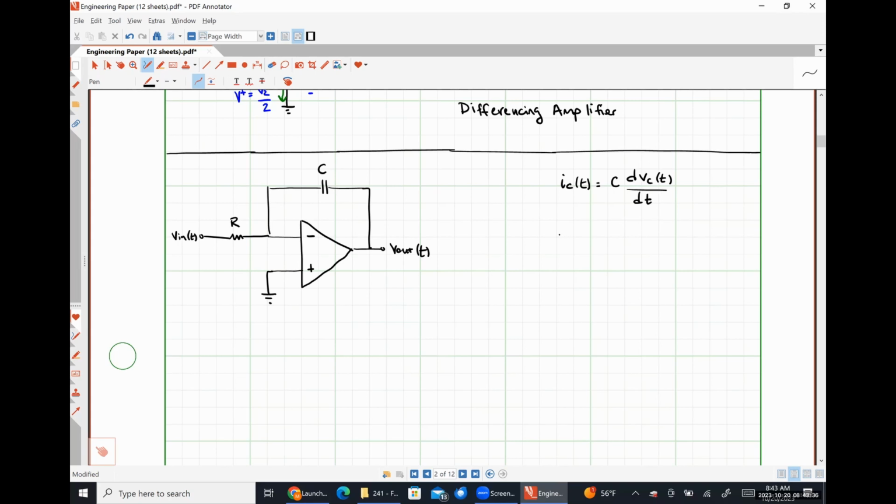And we know that V can be written as 1 over C times the integral from negative infinity to t of the capacitor current with respect to time. I'm using the integral from negative infinity to t just to make the math easier here so that we don't have to worry about the impacts of the initial condition on the capacitor voltage, just as a heads up here.